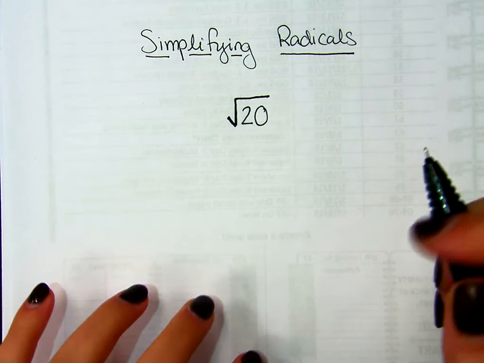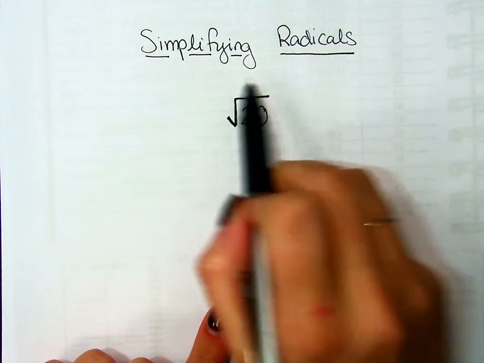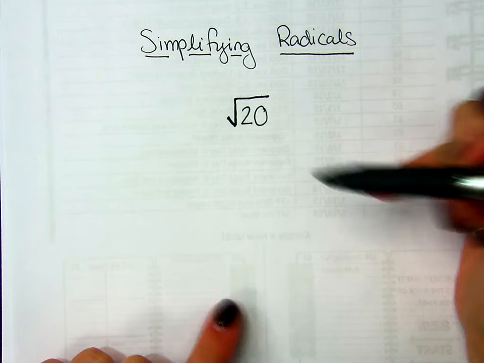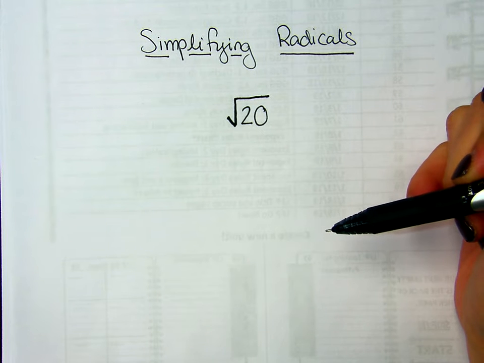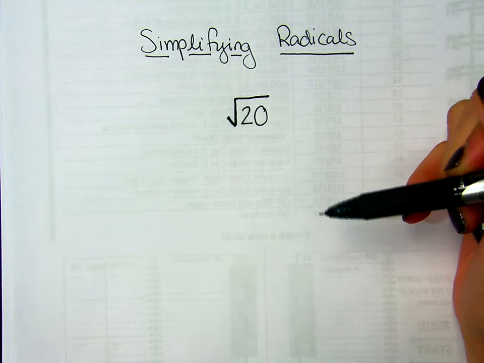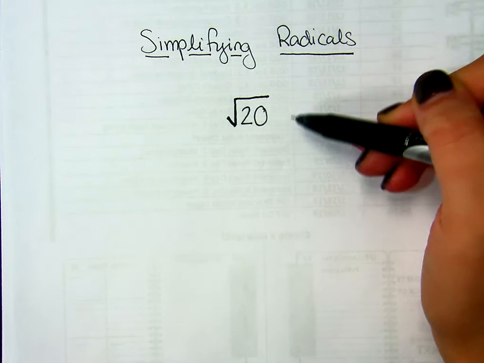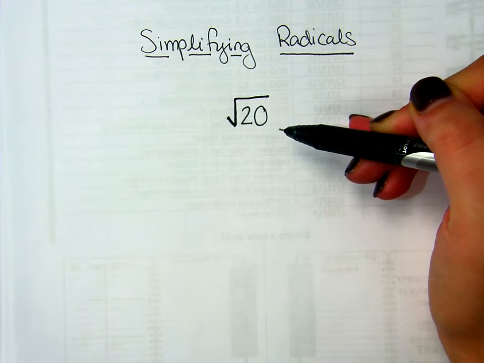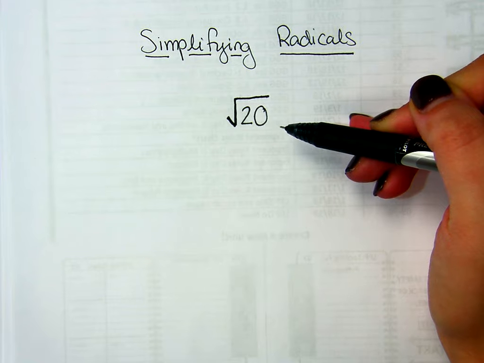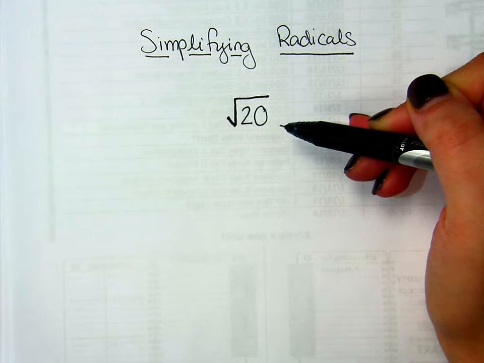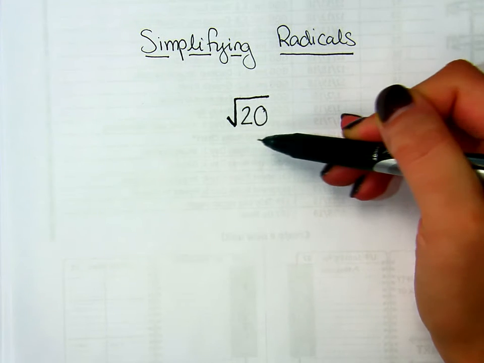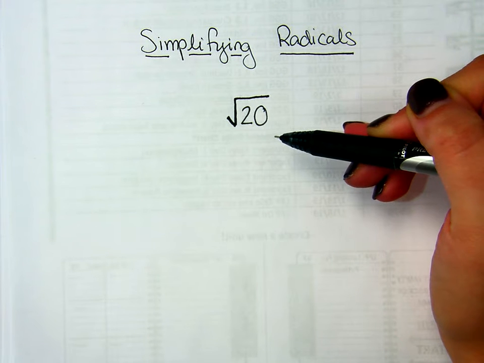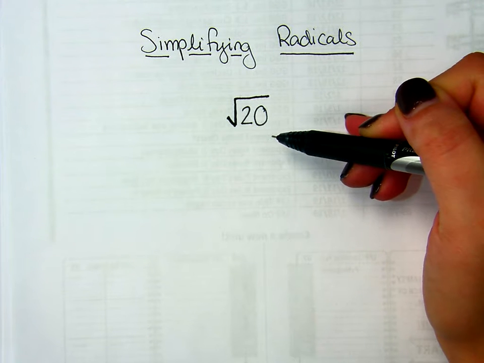Hey guys, so we're going to review how to simplify radicals. Recall that the square root of 20 is an irrational number, meaning we do not know the exact value of the square root of 20. We know how to find an approximate decimal value, but in order to know the exact value, I would have to leave this number inside the radical. I can, however, simplify the radical.